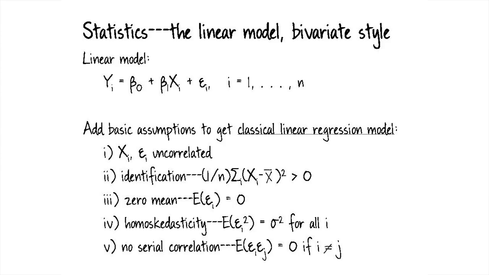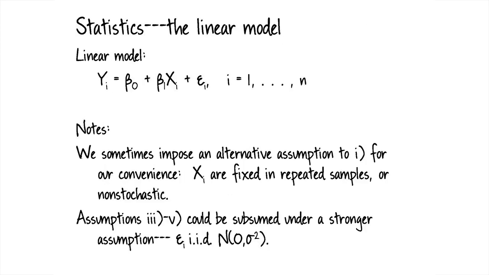Okay? So let me talk about each one of these in turn and show you some pictures so you understand exactly what the meat of these assumptions is. Okay. Oh, a couple notes. We sometimes impose an alternate assumption to 1 for our convenience. Sometimes we assume that instead of x sub i being a random variable, the x sub i's are fixed in repeated samples, or non-stochastic. This makes some of the proofs easier. Sometimes we do it for convenience. The results essentially go through without that assumption. But we'll go back and forth between that.